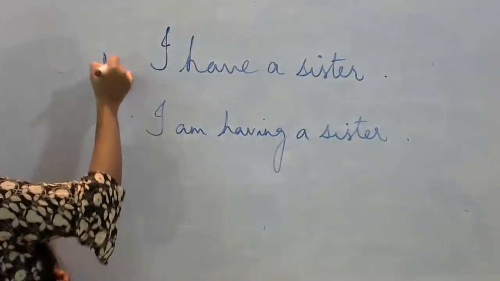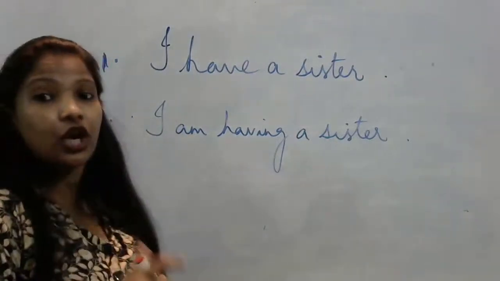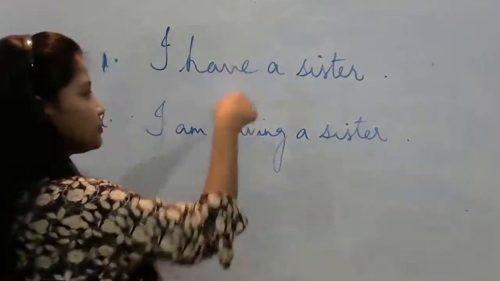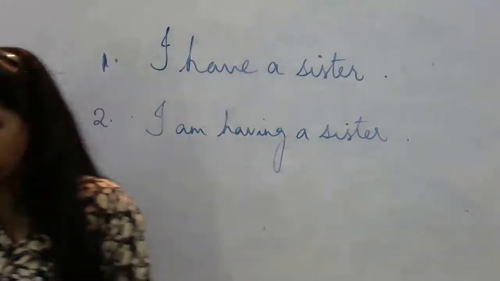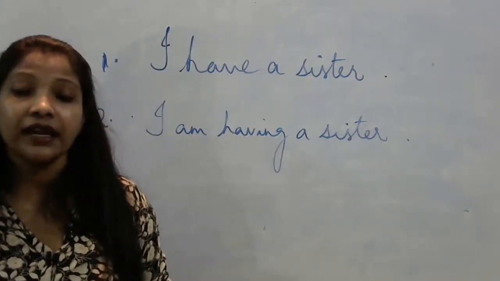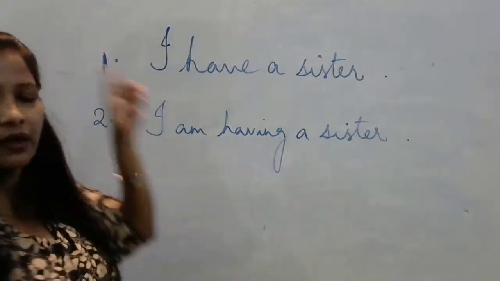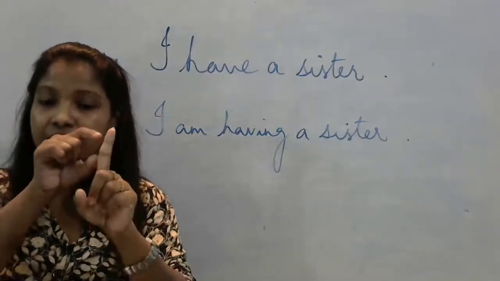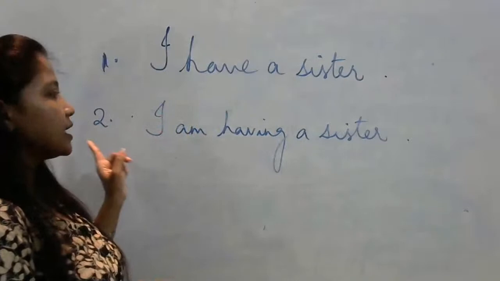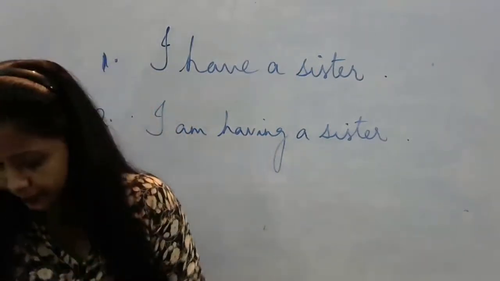Listen to the instruction. Which one is correct, 1 or 2? Write down the number. And why? If you feel sentence 1 is correct, write down 1 and then write down why. If you feel sentence 2 is correct, write down 2 and write why.